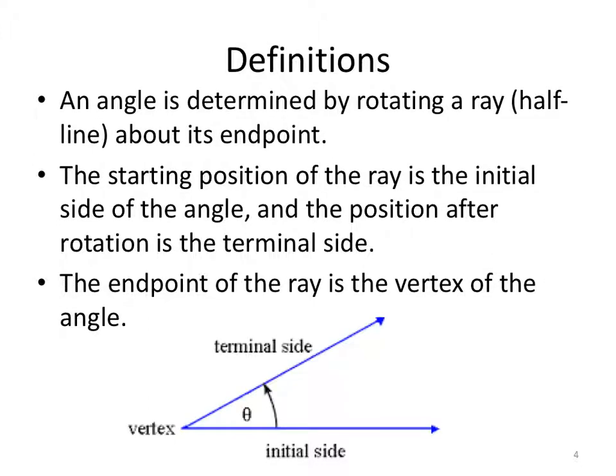So an angle is determined by rotating a ray. So this is a ray. It's a half line, so it has a start, and then it continues forever in one direction. And we're going to rotate it about its endpoint. So we'll hold here, and we'll rotate the ray. The starting position we'll call the initial side. And the position after rotation, where it ends, is the terminal side. The endpoint of the ray is the vertex of the angle. So one way to look at an angle is an amount of rotation of a ray about its endpoint.